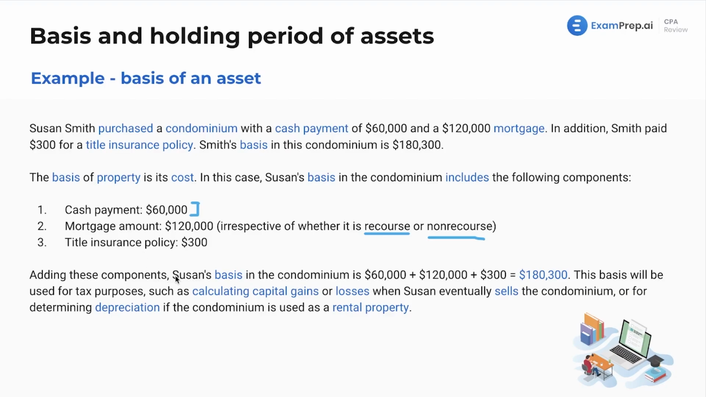Now, adding these components, Susan's basis in the condominium is going to be $180,300. This is going to be used, again, beating us to death. Why do we need this? Selling the condo, exchanging the condo, disposing of it. Hopefully it's a nice condo, so you're not going to want to dispose of it. But understanding the implication for gains and losses and everything in between.